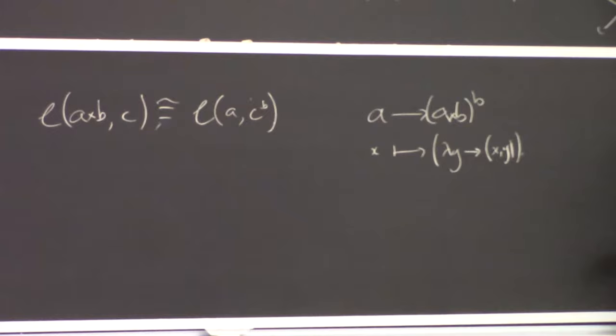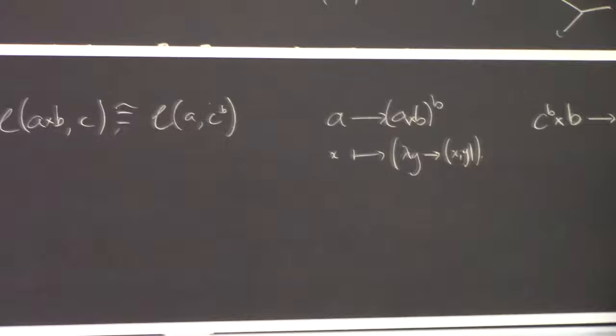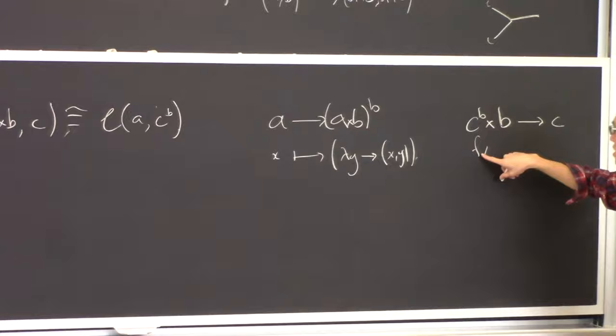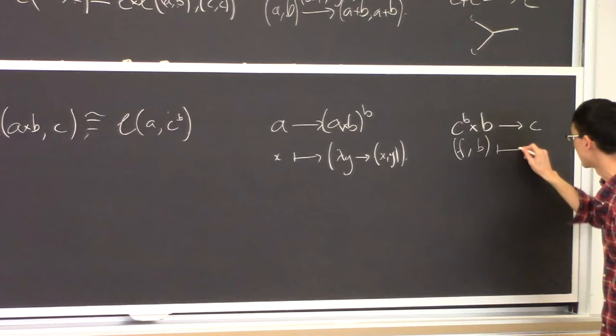And then finally, the co-unit, so we put C to the B for A, means that we get a map C to the B times B to C. And so what is this thing? This thing accepts a pair, one of which is a function from B to C, and another is a value of B. So I'm punning on that. And we need a value of C. So what do we do? Right, we take f of b. So this is just eval. So eval is also a natural transformation.